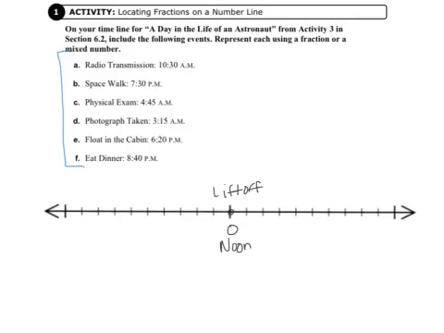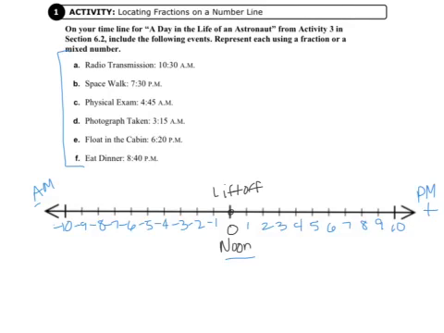Our liftoff is at 0 on our number line, and the time for that is noon. Everything to the right of noon is PM, and that's going to be positive because that happens after noon, and everything to the left of noon is going to be AM, and that is negative. So I'm going to number my number line, and you should number yours. -1 on the left and all the way down, and positive numbers on the right.